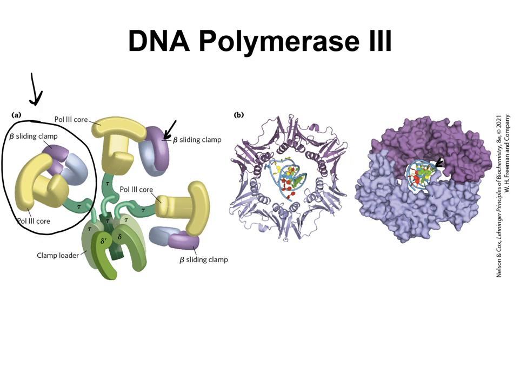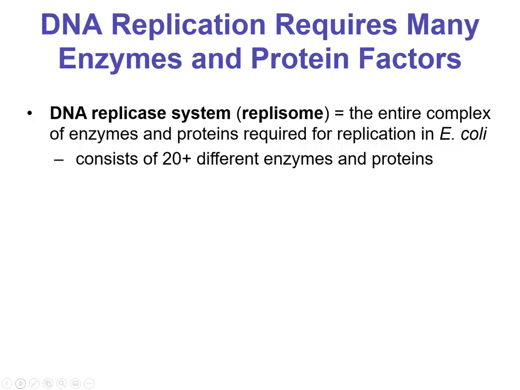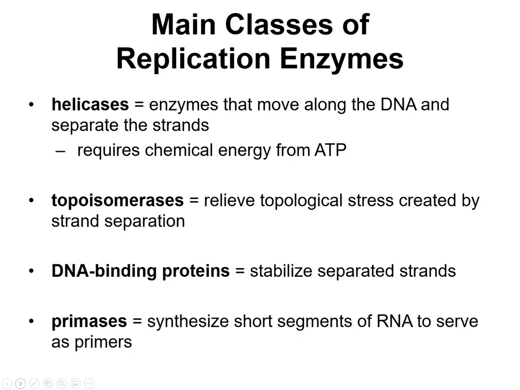So this is an image of the clamp. And for each of these, you've got DNA that's looped through it. And that allows the enzyme to be able to literally slide across the DNA. So, as you can tell already, we need a lot of enzymes and protein factors for all of this to happen. And the entire system is called the DNA replicase system, or the replisome. And it's got more than 20 different enzymes and proteins. So it is massive.